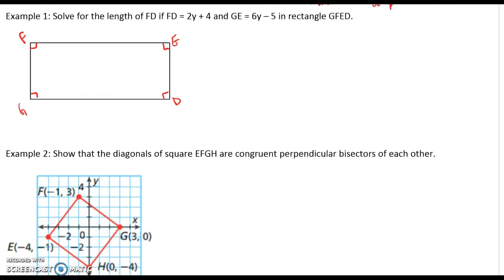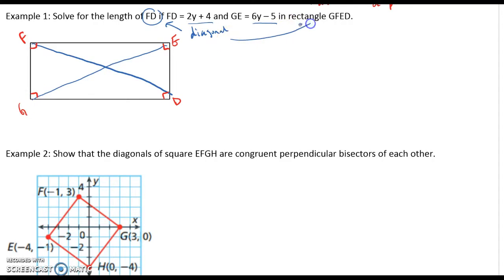Okay. So there's our rectangle GFED with our four congruent angles. Then let's look at what we're looking for. We're looking for the length of FD. Well, what is FD? Let's connect it and we'll see FD is a diagonal, right? So we're looking for a diagonal. And we also know the length of GE, and GE is our second diagonal. So what do I know about diagonals with this rectangle? That's the question. Well, diagonals should be congruent.